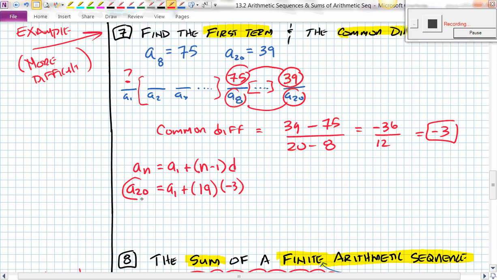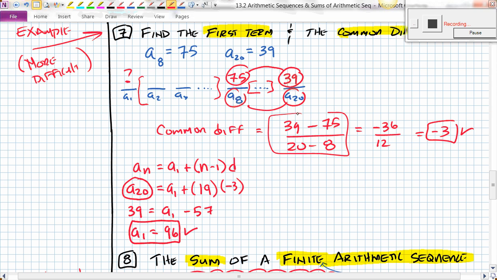Now ask yourself the question, what is the value of a sub 20? Well, it's given to me as 39. So 39 must be a sub 1 minus 57 when I take 19 times 3. So if I add 57 to both sides, I know that the first term has to be 96. So I can kind of work backwards. The first term is 96, the common difference was negative 3, and I used basically a slope interpretation of arithmetic sequences to find it. Pretty cool stuff there. That's a more difficult example.